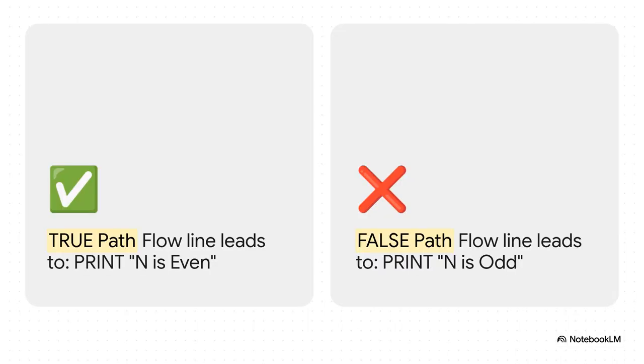And here are those 2 paths laid out for you. If the answer to the question is true, we follow the path that prints even. If the answer is false, we go down the other path and print odd. This is what we mean by branching logic. And of course, after we've printed one or the other, both of those paths would then come back together and lead to our final stop symbol.